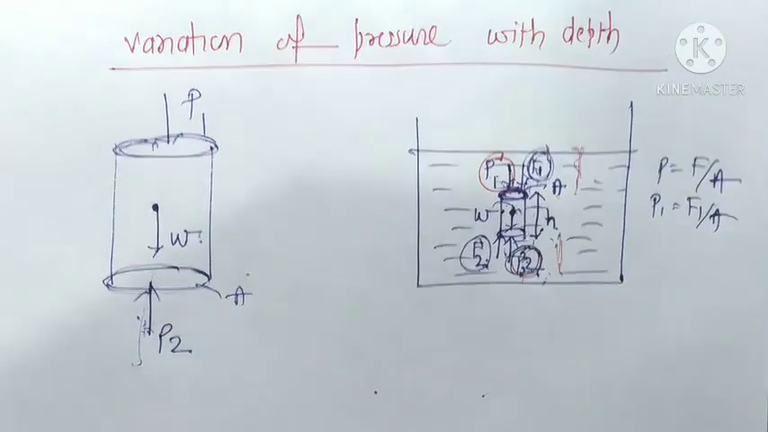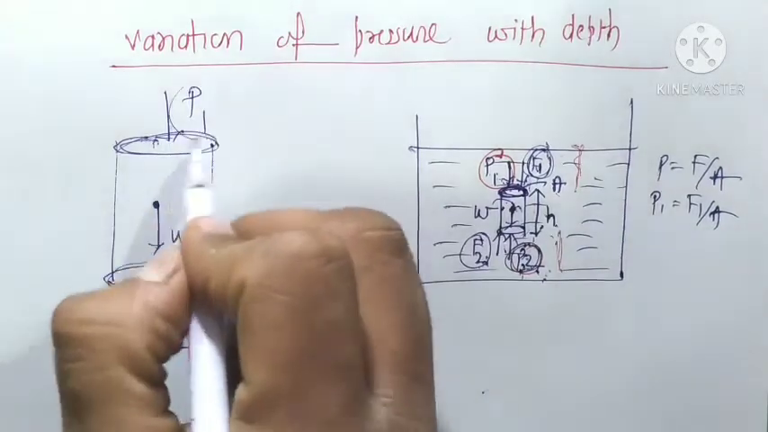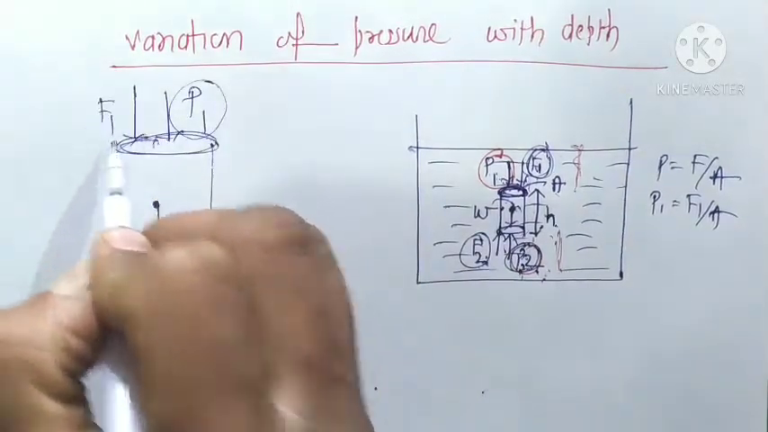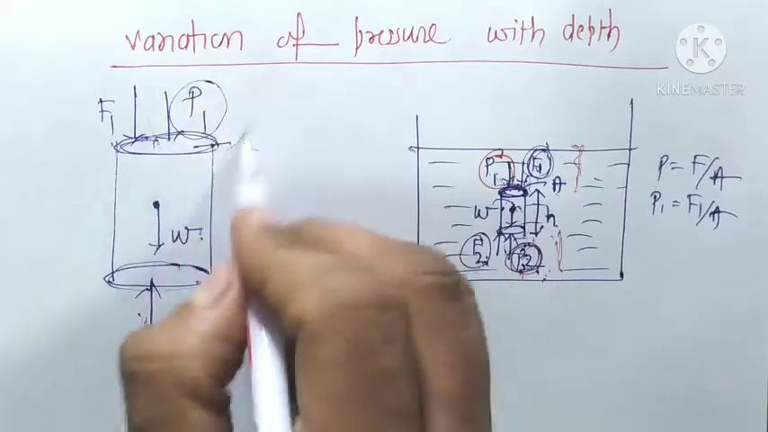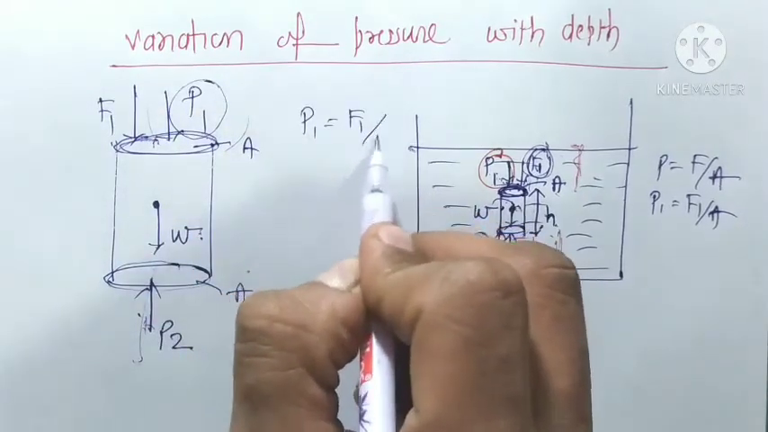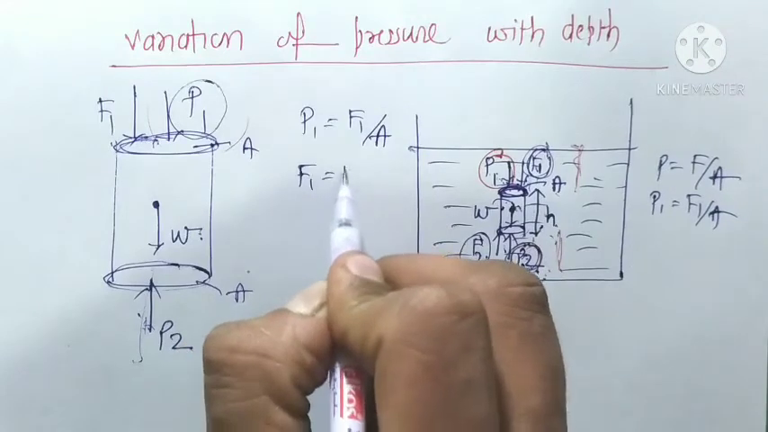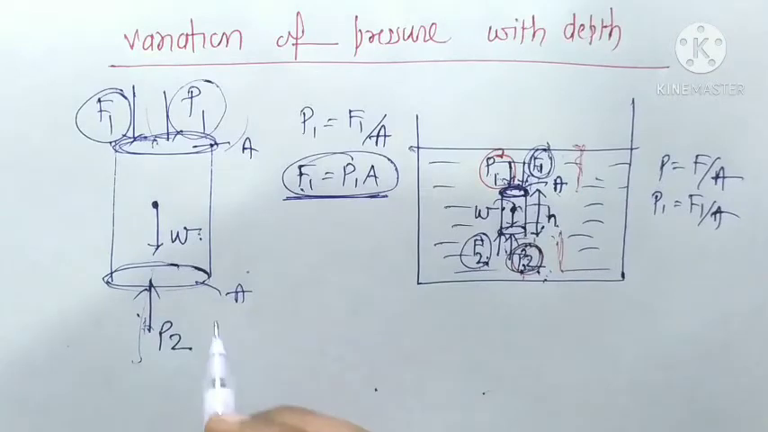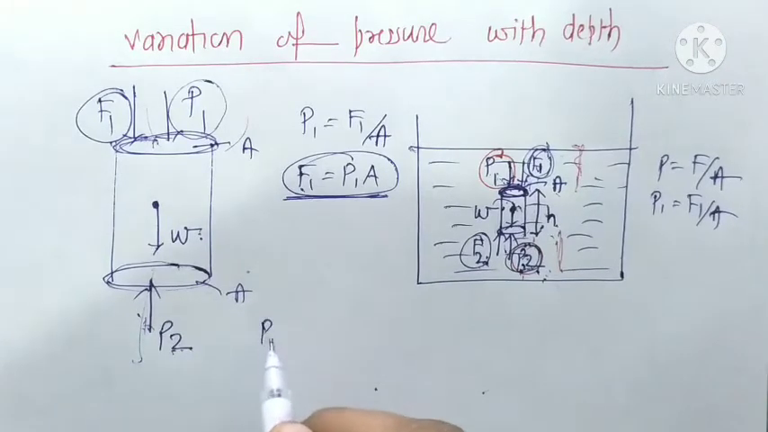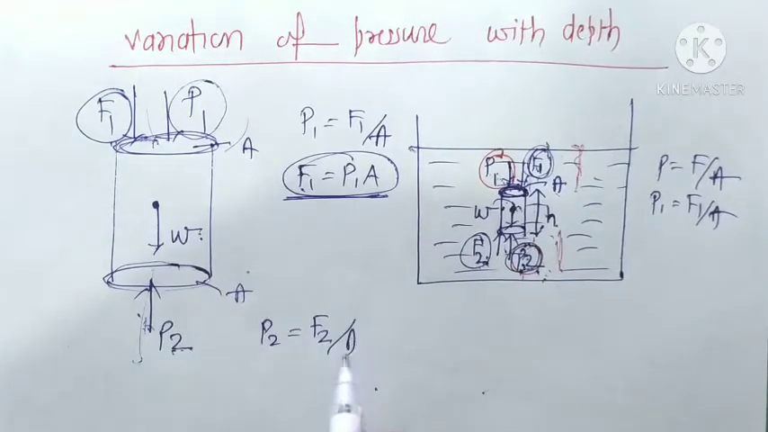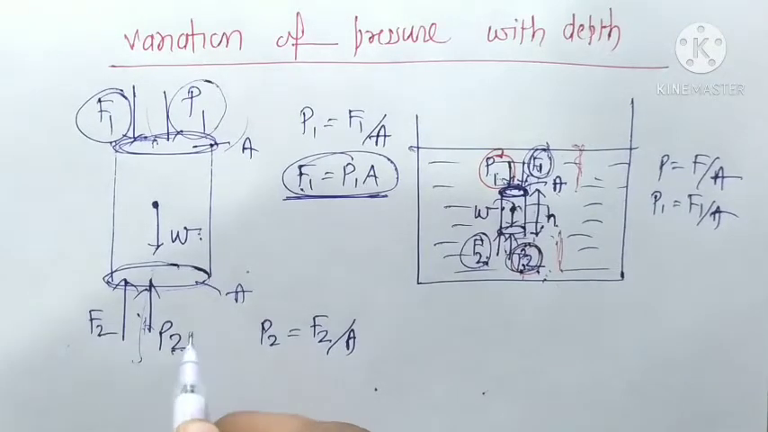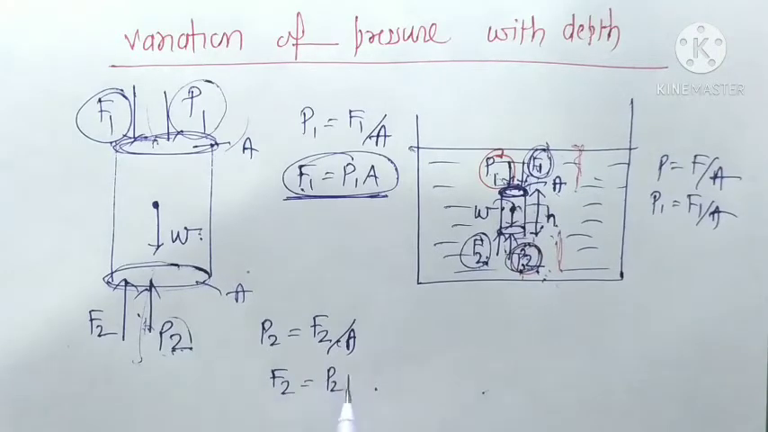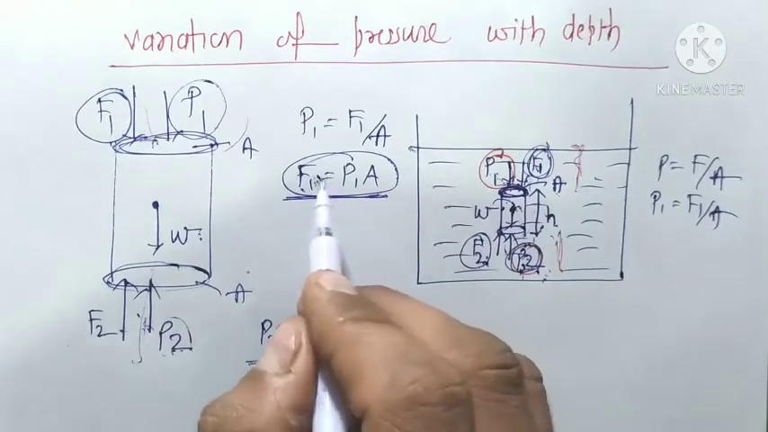So the corresponding force due to pressure P1 is F1, and this is the area A. So P1 is equal to F1 upon A, and F1 is equal to P1A. So we get the value of F1. Similarly, P2 is equal to F2 upon A, where F2 is the corresponding force due to pressure P2, so F2 is equal to P2A.